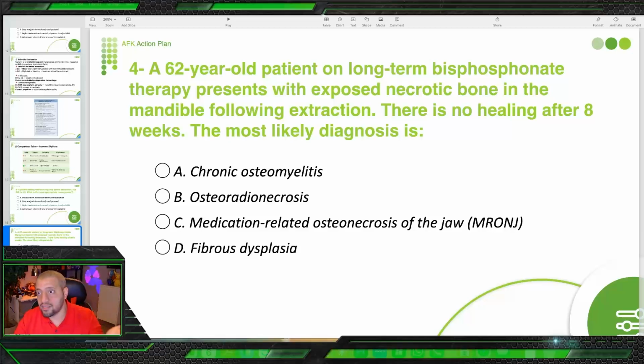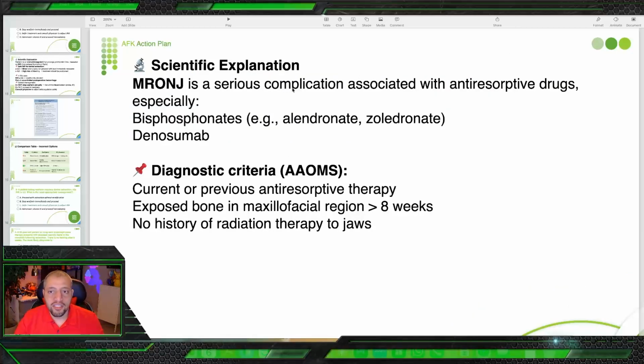But first, before we understand this, we need to understand what bisphosphonate is. This condition is a serious complication associated with antiresorptive drugs. What are these medications? Bisphosphonates like alendronate, zoledronate, and denosumab. Please know the names. They may not say bisphosphonate, but just in case you see these names, you should understand what this medication is. Some patients, like those who have osteoporosis, hyperparathyroidism, or Paget disease, have an imbalance between osteoclast.